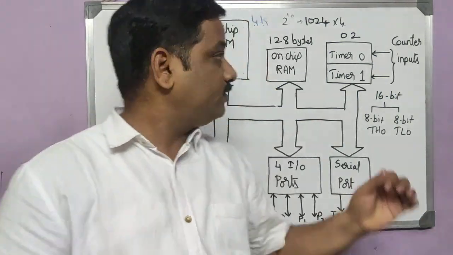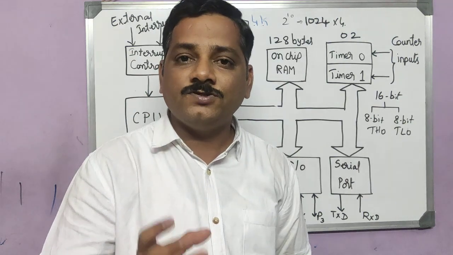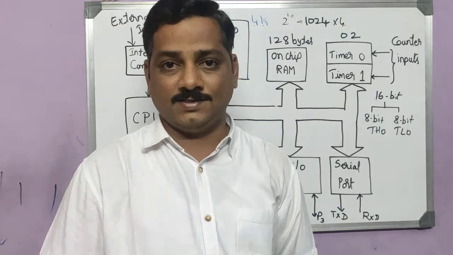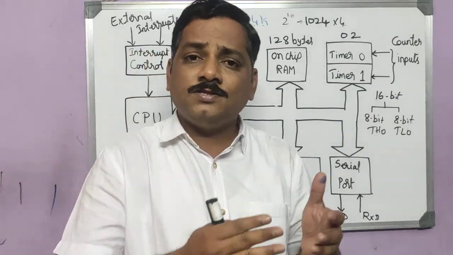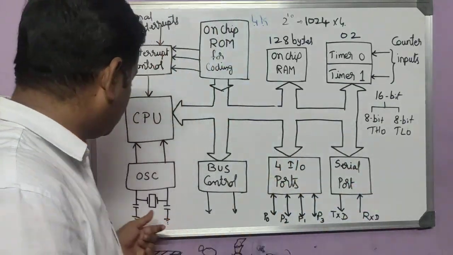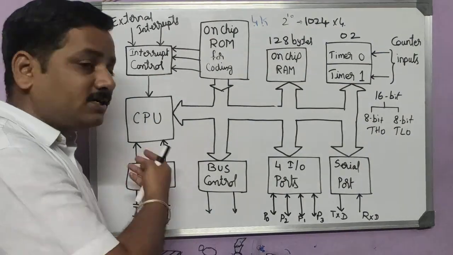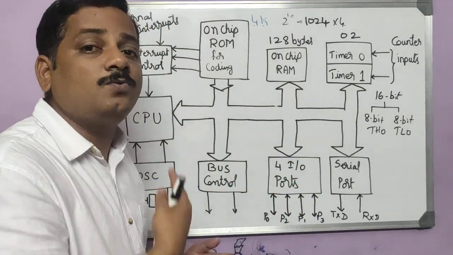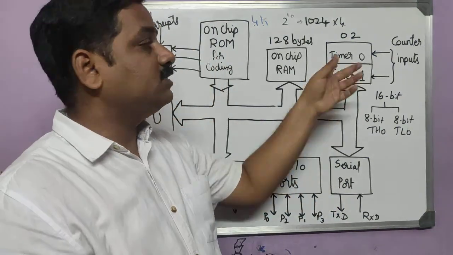Generally, a timer is nothing but a register which is going to count the internal pulses. So what are these internal pulses? Internal pulses means the pulses which are generated from the oscillator. The oscillator is generating a pulse, and we can count that pulse. If we want to count that pulse, we have to use these timers.